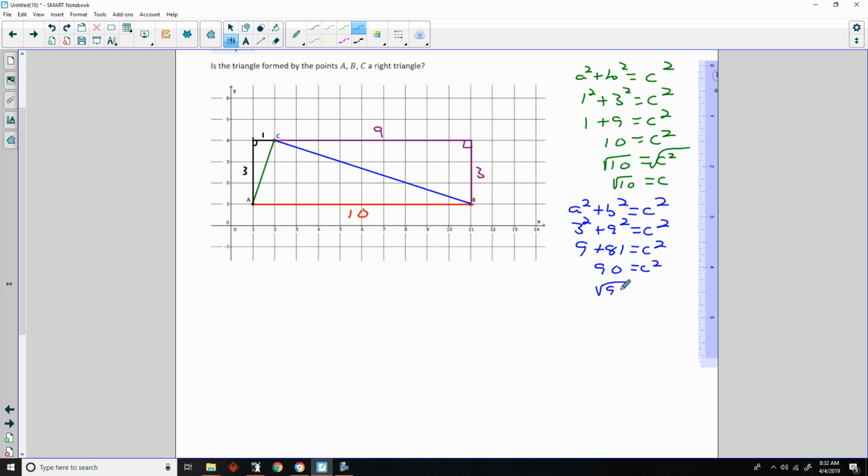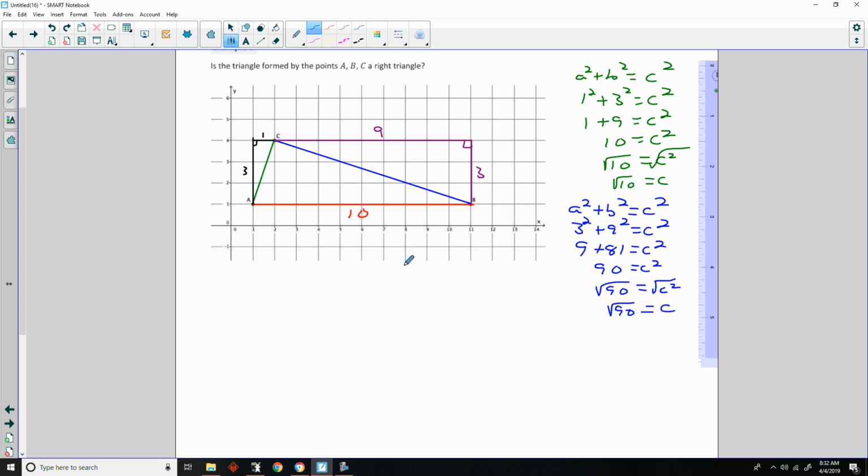So the square root of 90 equals the square root of c squared, and therefore the square root of 90 equals c. Now I'm going to leave this in radical form, and you'll see why in a moment.